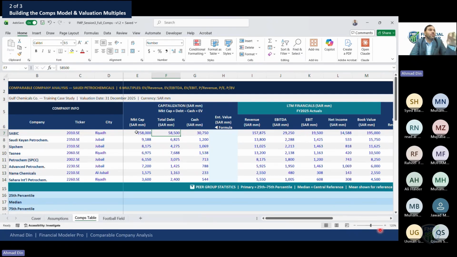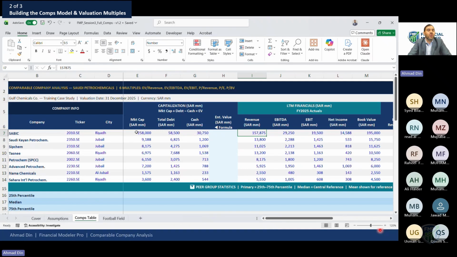For the LTM, we always use the balance sheet items closing for the closing period, but for the revenue item, we go back to the last 12 months, because the balance sheet shows the current value as of today, but for the income statement we have to consider the period. So first of all, we have taken these three numbers from the company financials.